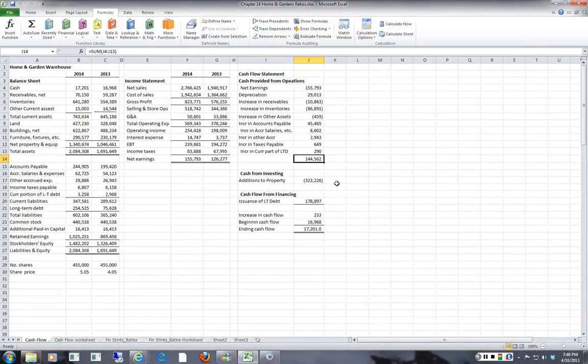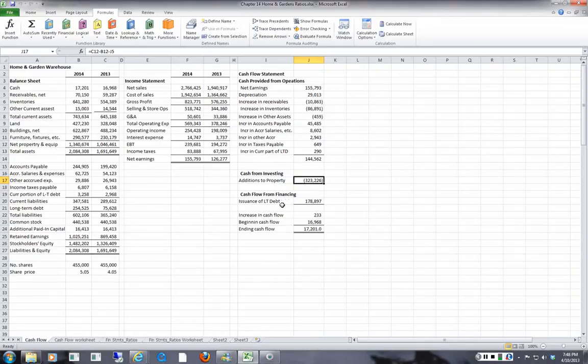The next thing is our cash from investing, and they had a big increase in property, going from 1,046,461 to 1,340,674, and to that we have to deduct that 29,013. The reason we have to deduct that is because that 29,000 reduced the 2014 net property, so we have to put that back in there.